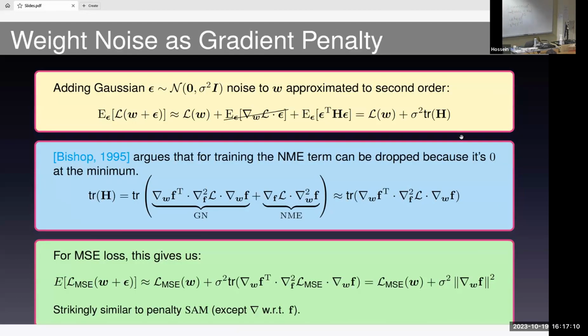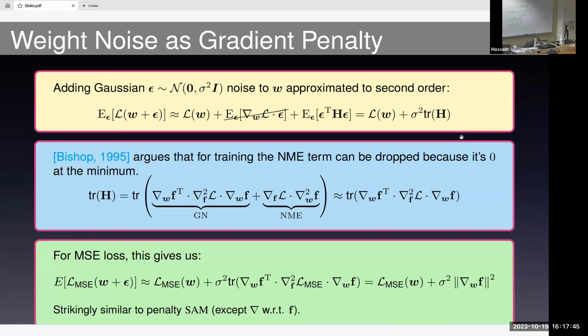It says that instead of working with your actual loss, let's create an ensemble of models where each model is just a perturbed version of the current one. So let's say your current weight is W, you perturb it by some epsilon, and this epsilon is random, drawn from a normal density. Ideally, you want to compute the expected loss: if you average over all possible epsilon, what is the shape of that loss?